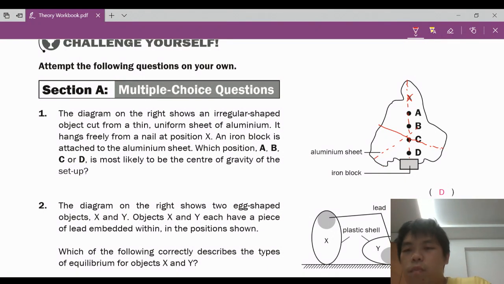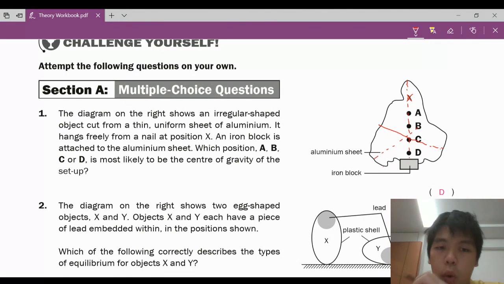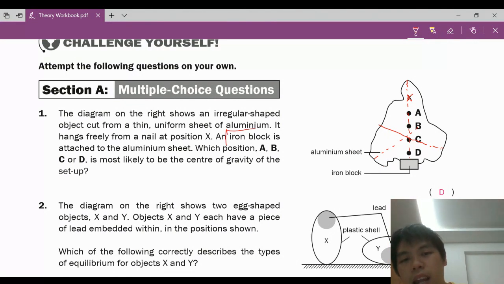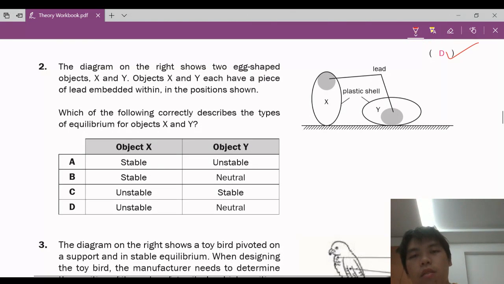So C should be the center of gravity, but the answer is not C. Why? Because now they hang an iron block at the bottom. So when you make it heavier at the bottom, what will happen to your center of gravity? Correct. It lowers the center of gravity. So in this case, the center of gravity will be at D. Okay. So look at 2.